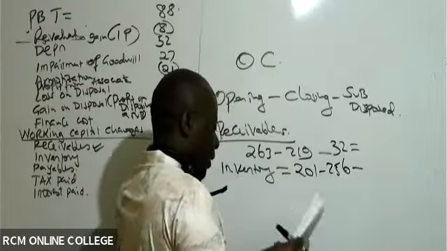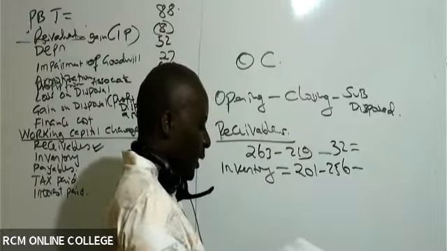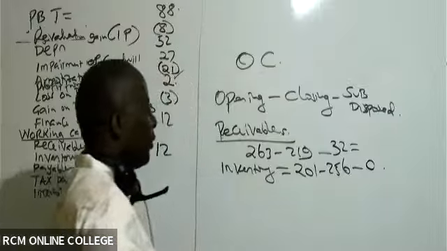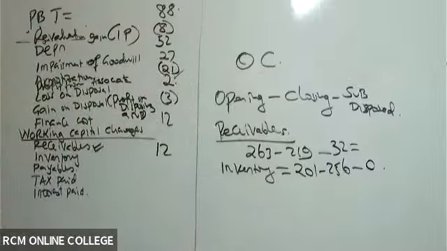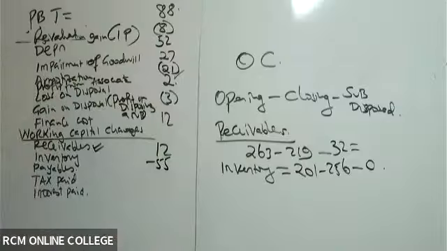Minus the disposed subsidiary, it doesn't have any inventory. No inventory there, 0. So then this will give me what figure? Minus 55. You bring it with a sign without reasoning.